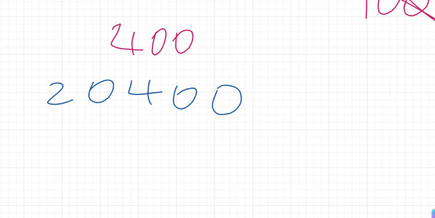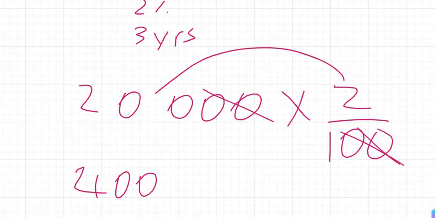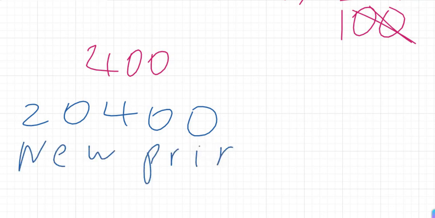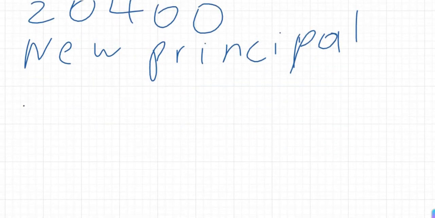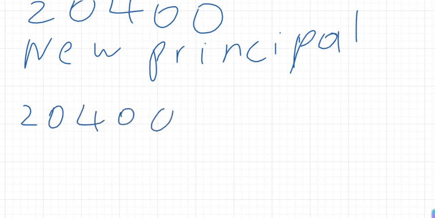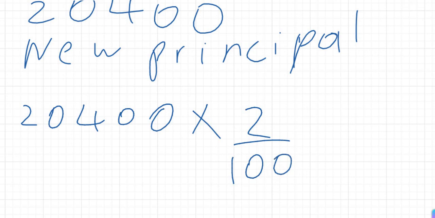If you want to find out the second year, now this is what we call the new principal. The $20,000 was the first principal, and when we add the interest to the principal, it becomes what we call the new principal. We'll have several new principals, depending on how long you do the investment. So we have to use the constant percentage rate: we find 2% of the new principal, and that will tell us the interest for the second year.